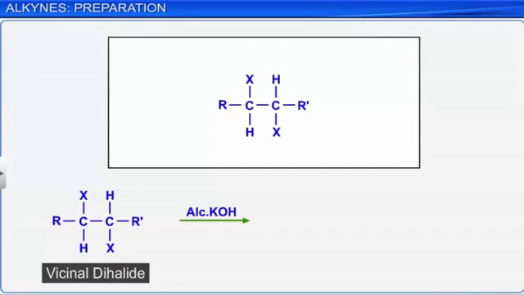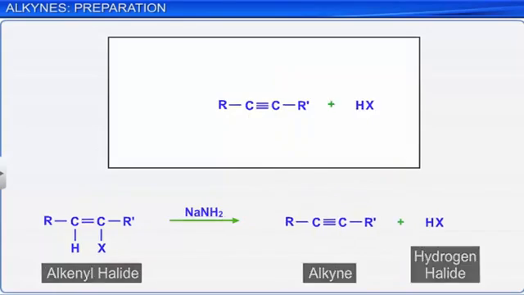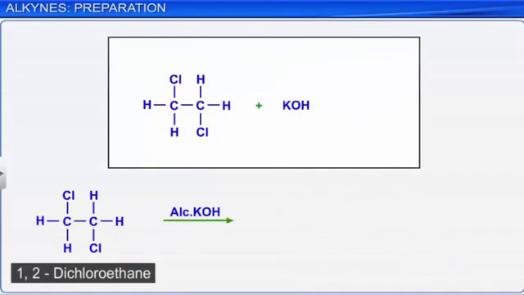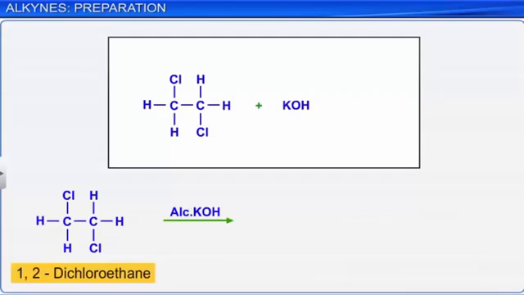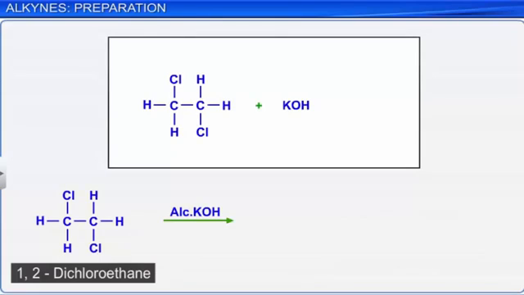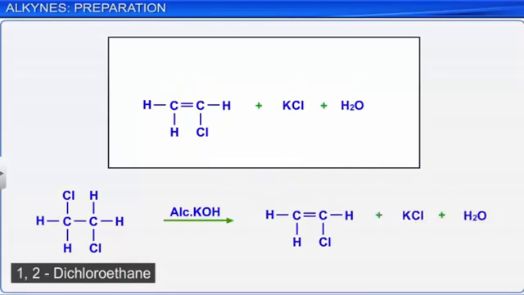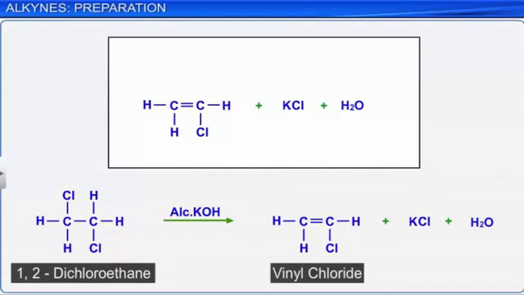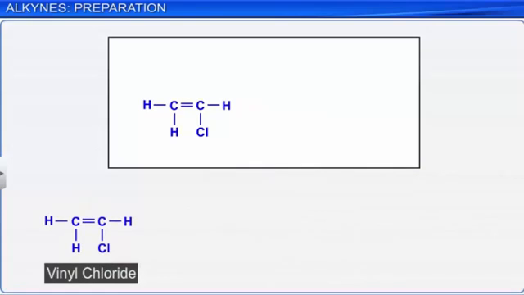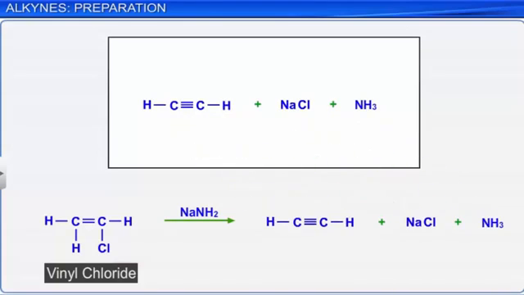This alkenyl halide, when treated with a strong base such as sodamide, another molecule of hydrogen halide is eliminated, thus resulting in the formation of an alkyne. For example, when 1,2-dichloroethane is treated with alcoholic potassium hydroxide, it forms vinyl chloride, and this, when treated with sodamide, forms ethine.